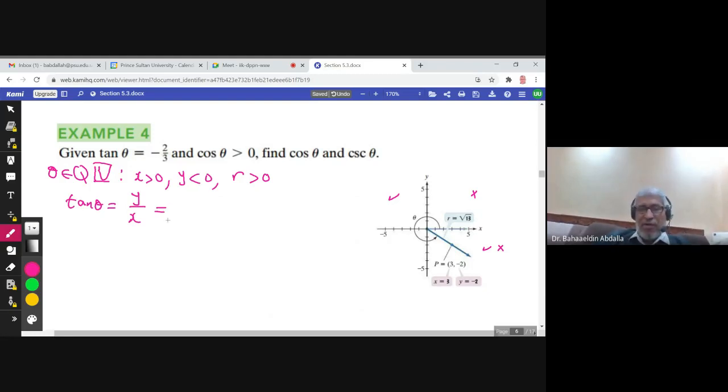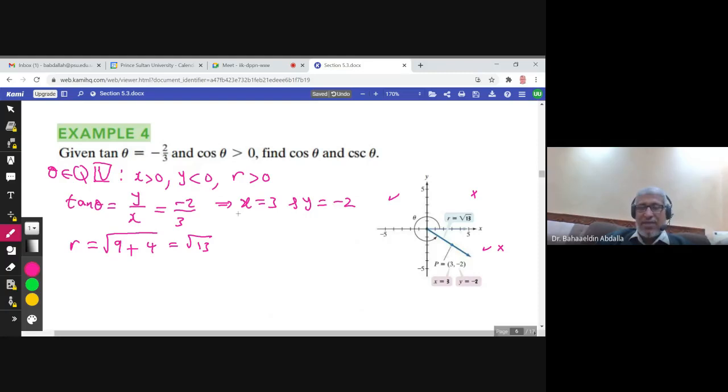Okay. Now, should I take negative with 2 or with 3? Let us go back here. X is positive, so it should be 3. Y is negative, so I'll take negative with the 2. So x is 3 and y is negative 2. And now I can find r. R by definition is the square root of x squared plus y squared, which is square root of 13.